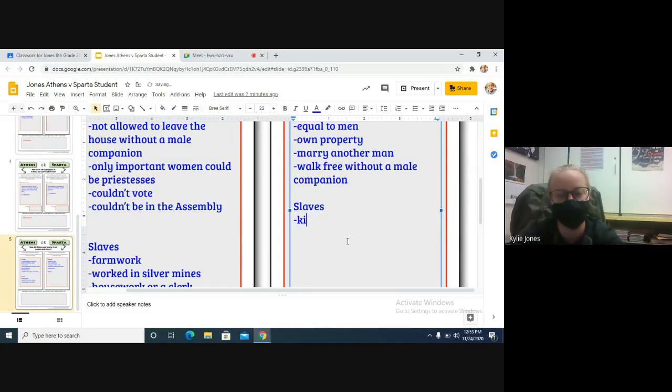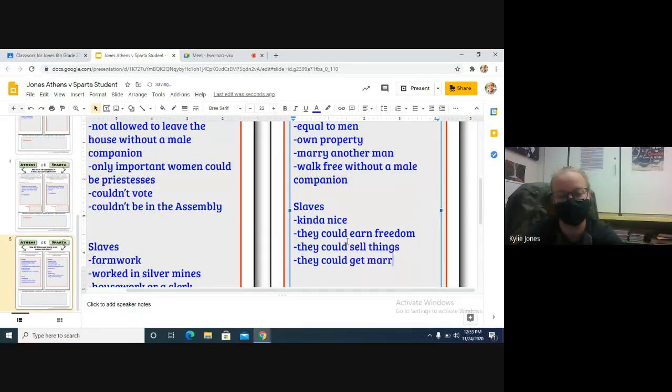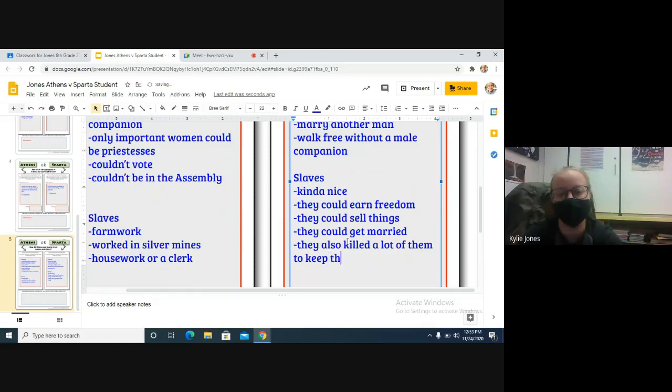Okay, so kind of nice. They could earn their freedom, right? Were they able to buy and sell things? They could sell things, right? I don't know if they could buy things. They could earn their freedom. They were able to get married and stuff. And I'm going to say they also killed a lot of them, to keep them from revolting.